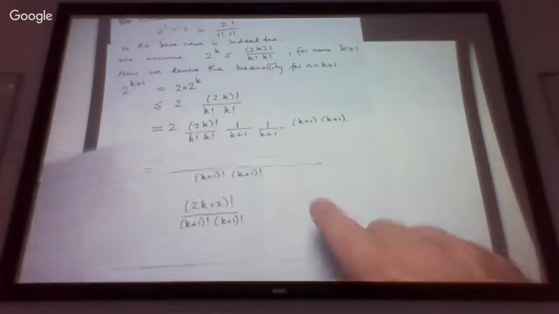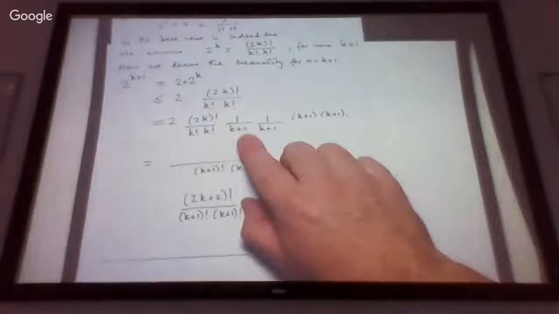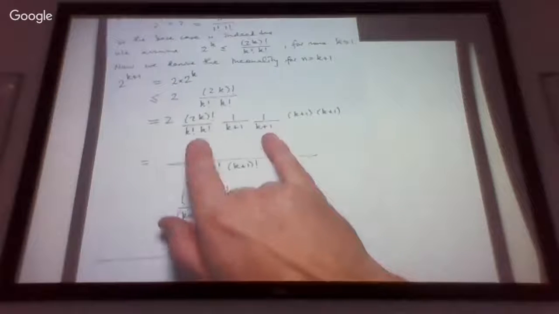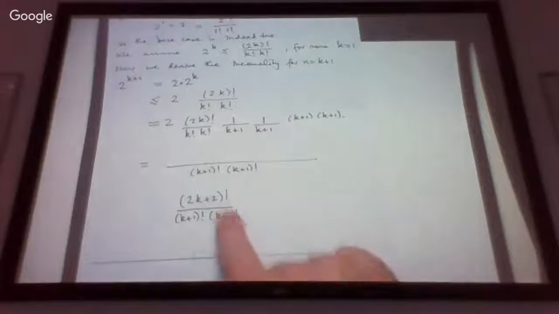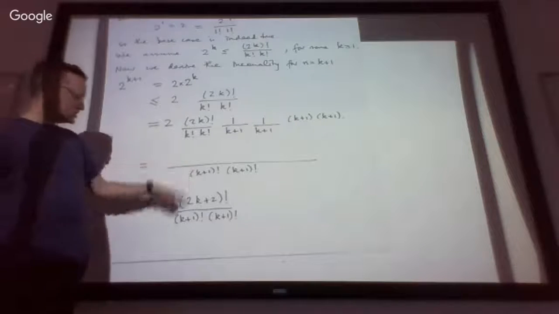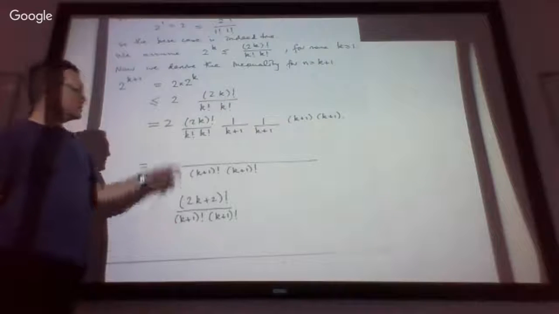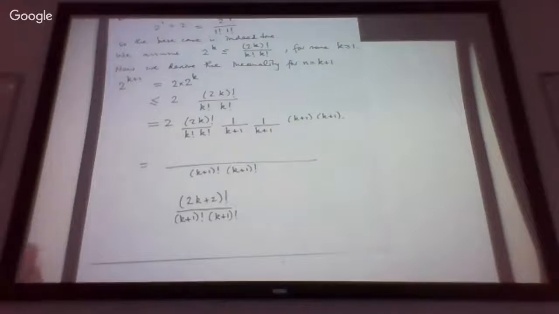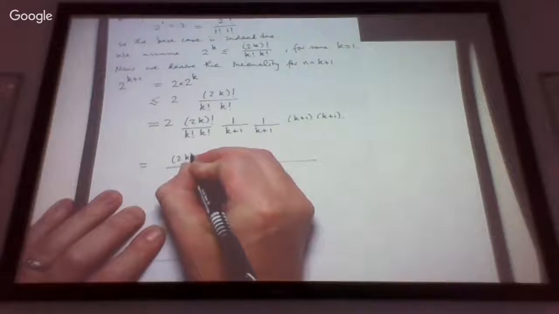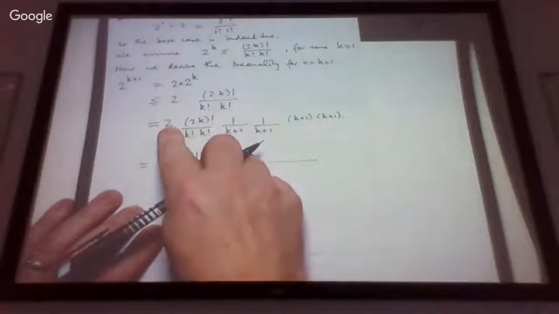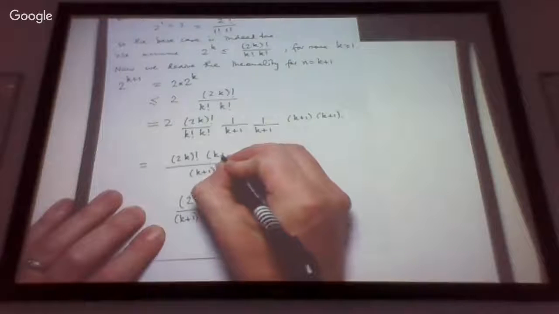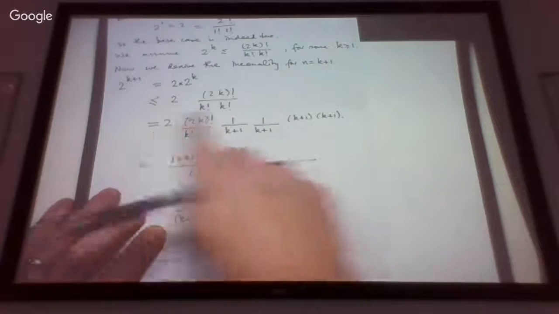So that's the manipulation I've done in the denominator here. K plus 1 times k factorial gives me k plus 1 factorial. And the other copy, k plus 1 times the other k factorial, gives me the other k plus 1 factorial. Now that's good, because that's what I need in the denominator. So what have I got left in the numerator? Well, I've got 2k factorial. I've got this 2, and I've got these here. I'll multiply by k plus 1, and I'll multiply this 2 into the other one.